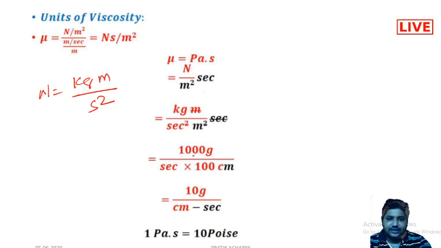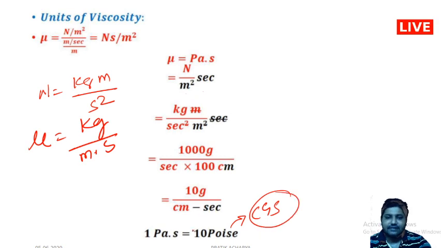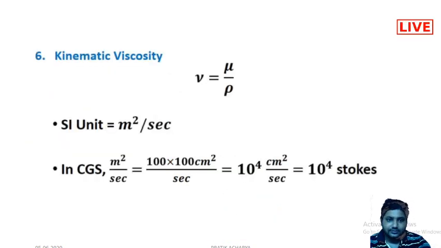So if you put 1000 grams for kg, the dynamic viscosity unit is kg by meter into second, and the meter is 100 centimeter. Basically I am trying to say you can convert this Pascal second into poise. Poise is the CGS unit of dynamic viscosity. So 1 Pascal second is equal to 10 poise. In most numericals, the dynamic viscosity is given in poise, so you can convert this poise into Pascal second.